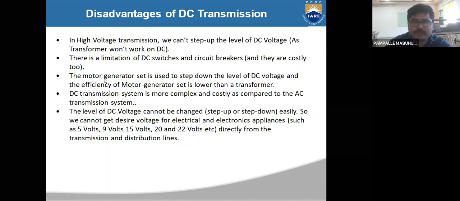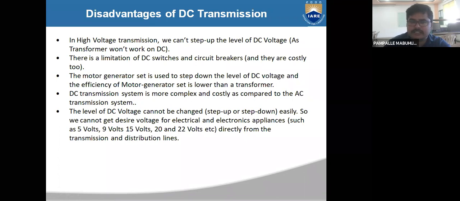By using a motor generator set. Right? So if you want to step up the DC voltage, then you have to use the motor generator set. Okay, so when you use this motor generator set, the efficiency of the system will decrease. A motor generator set will generally have low efficiency when compared to the transformer.